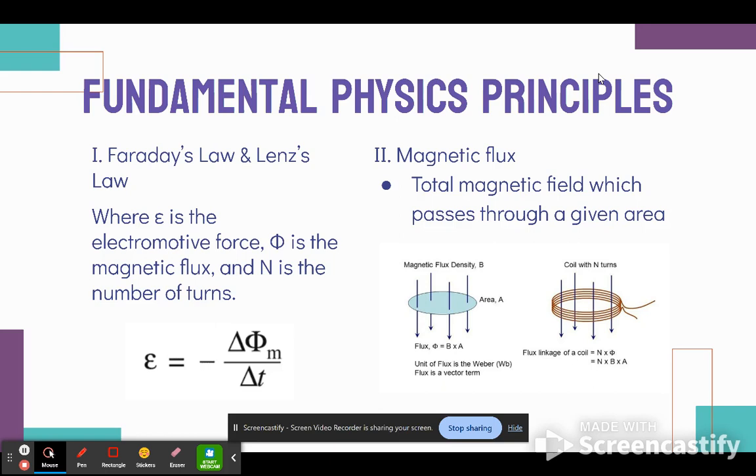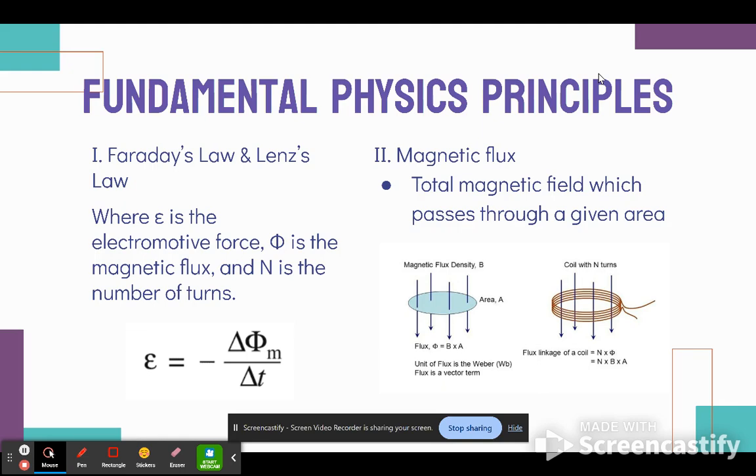So using GlowScript, this lab uses fundamental physics principles, and these include Faraday's law, which states that the induced EMF in a coil is equal to the rate of change of flux, and Lenz's law, which states that the polarity of induced EMF tends to produce a current which opposes the change in magnetic flux that's produced. And the negative sign in the formula represents this effect. Thus, the negative sign indicates that the direction of the induced EMF and the change in the direction of magnetic fields have opposite signs. Next, magnetic flux is the measurement of the total magnetic field which passes through a given area.